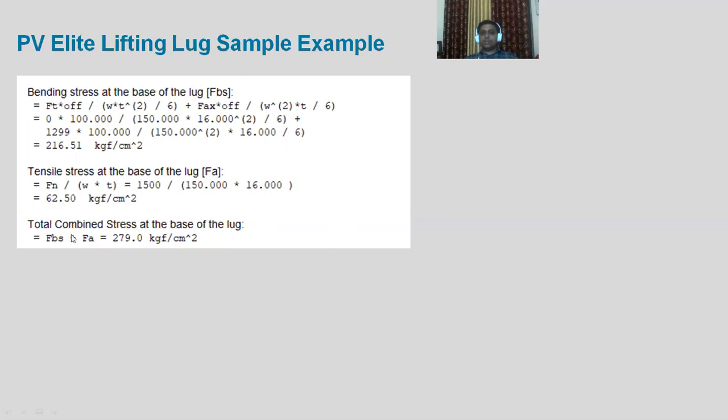And what is that value? So FBS is nothing but the total bending stress. FA is nothing but the total tensile stress. So addition of that should also be less than the allowable stress. So we are going to compare these stresses with the allowable stresses, and those stresses have to be lesser than the allowable stress. Once it is there, then we can say our design is safe.